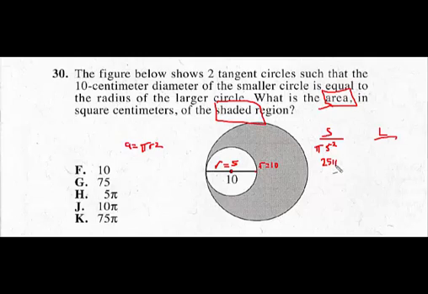Done. Let's go on to the larger circle. The larger circle, we know that r is 10 because it says here that we have this 10 centimeter diameter is equal to the radius right here. So we put our formula in here. It's A equals pi 10 squared. Pi 10 squared, and when we do that, 10 times 10 is 100, so 100 pi.